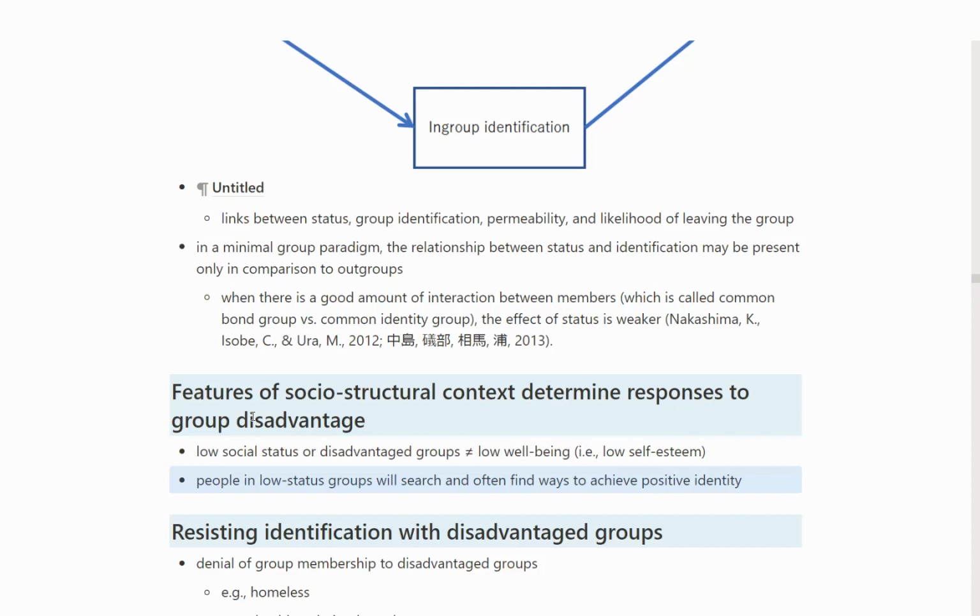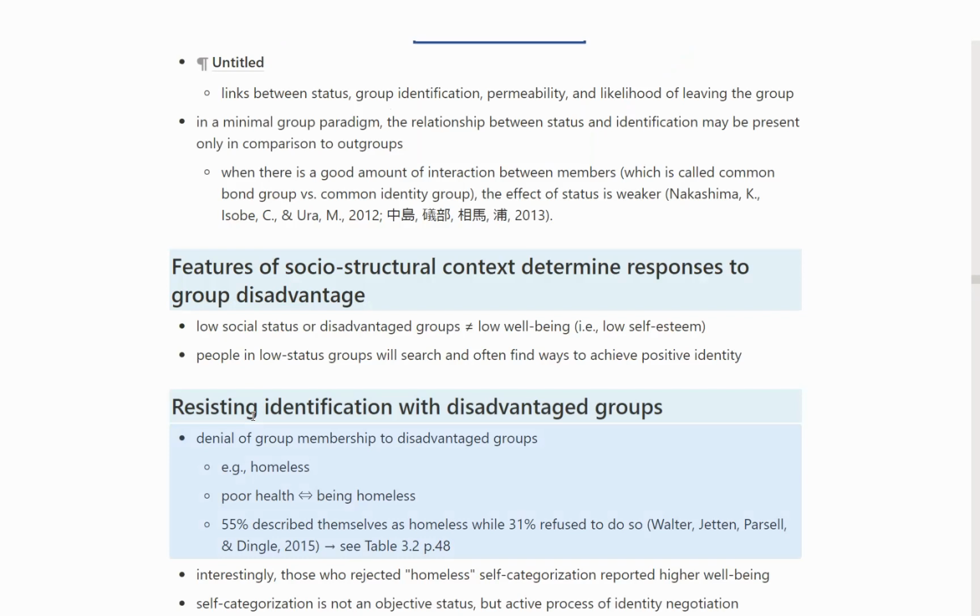People may positively interact with members of the group, and that would lead to stronger group identification, which in turn results in higher well-being. And then I guess there are other different ways to achieve positive identity. So first, resisting identification with disadvantaged groups. In this case, they are not going to achieve positive identity with the given group at hand, but instead they would deny group membership to disadvantaged groups. An example of a disadvantaged group is the homeless.